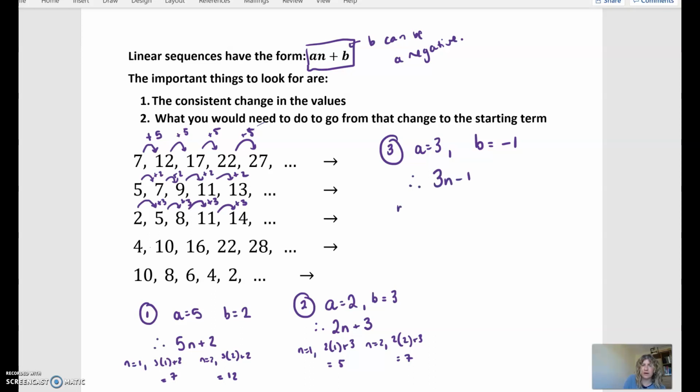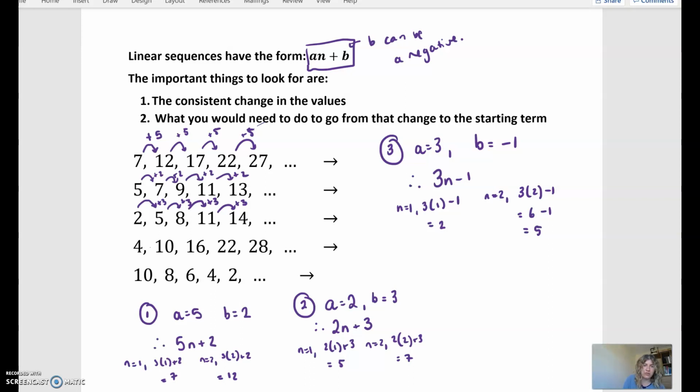So I think that our formula in this case is going to be 3n minus 1. Okay, let's try it. n equals 1. That's 3 times 1 minus 1. 3 times 1 is 3, minus 1 is 2. Okay, try when n is 2. We've got 3 times 2 minus 1. Okay, 3 times 2 is 6. Minus 1 is 5. Perfect, that's exactly what we've got there.